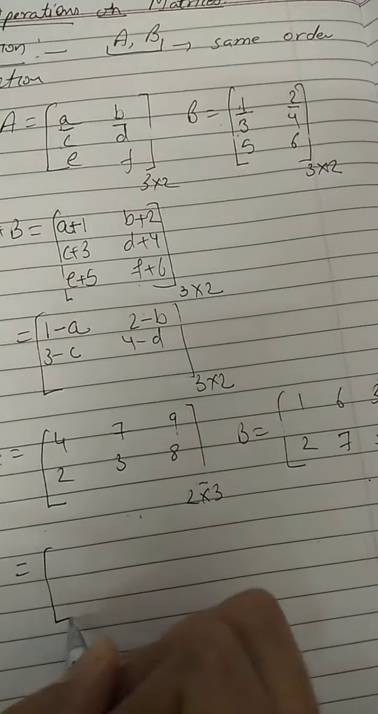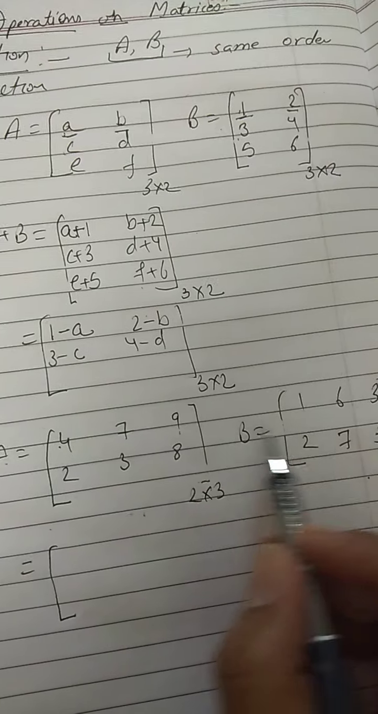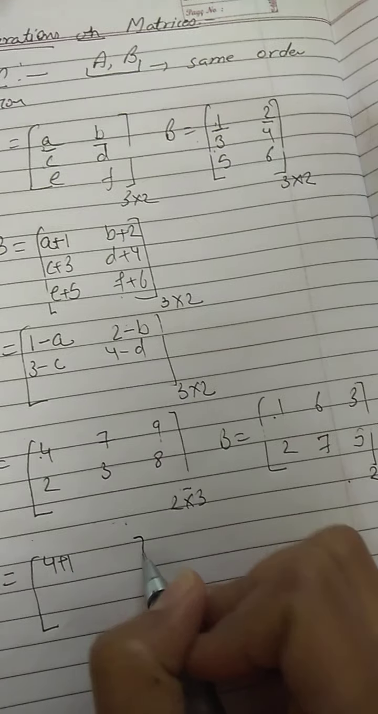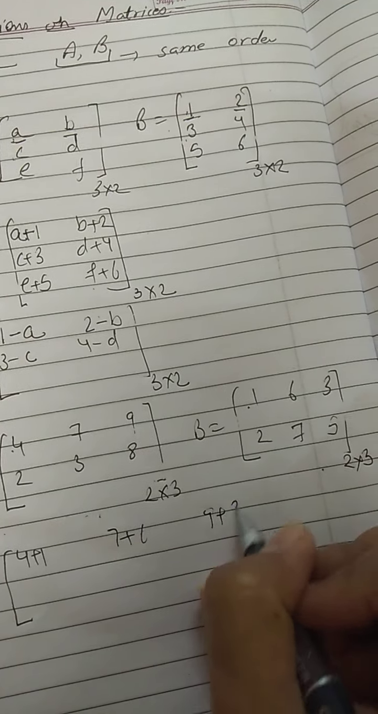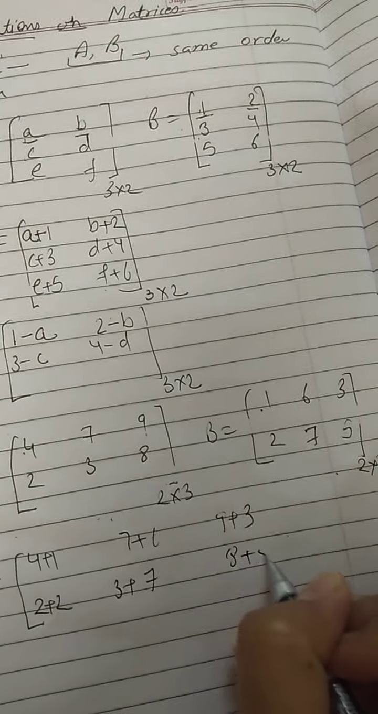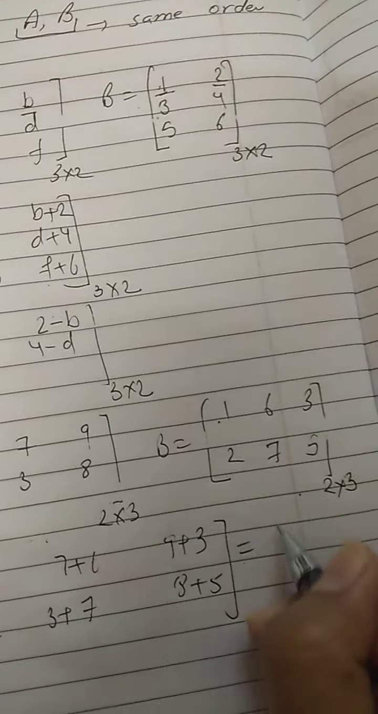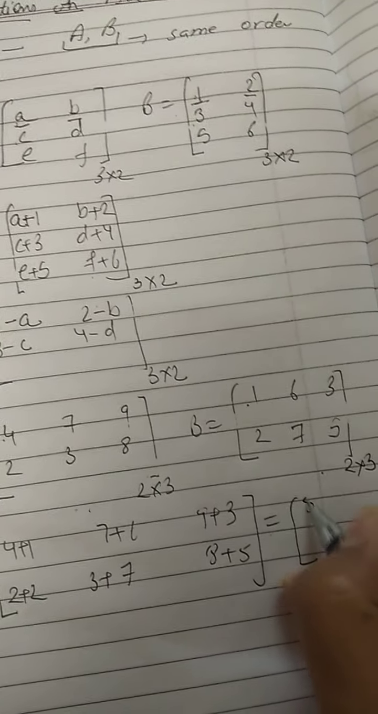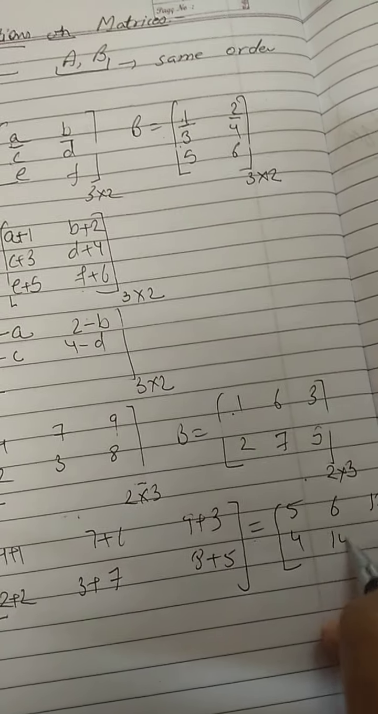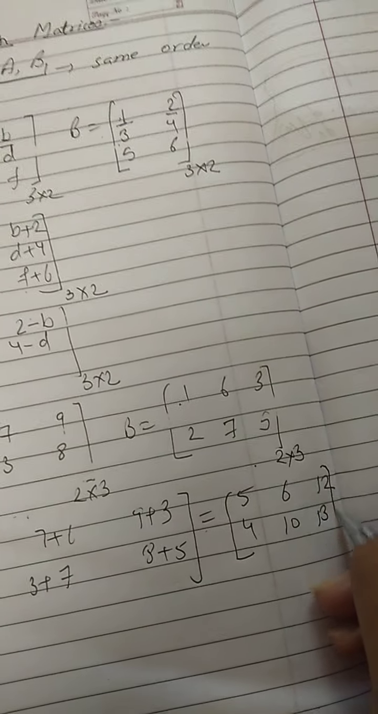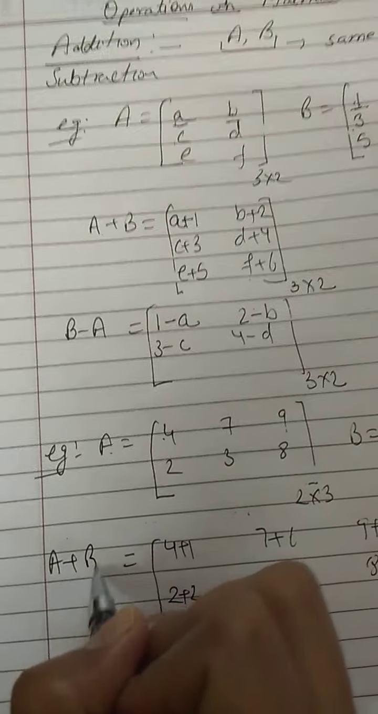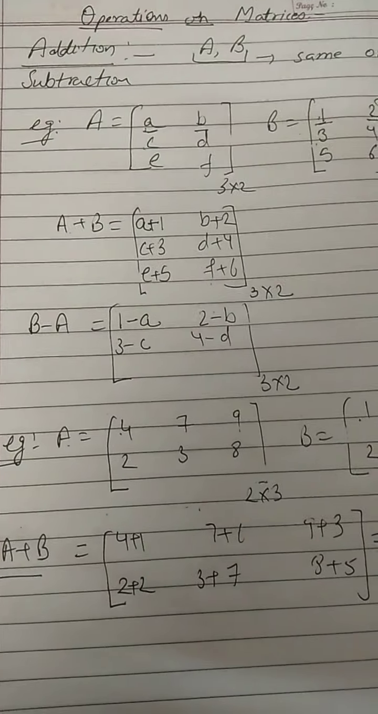So when we are adding here, what will happen? The 1 1 position of matrix A plus the 1 1 position of matrix B. So 4 plus 1, then 7 plus 6, then 9 plus 3, 2 plus 2, 3 plus 7 and 8 plus 5. When I calculate it, the final matrix becomes 5, 6, 12, 4, 10 and 13. This will be our resultant matrix, which we get by adding two matrices, A plus B, right? Likewise you can do A minus B also.